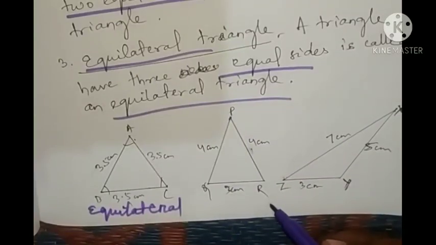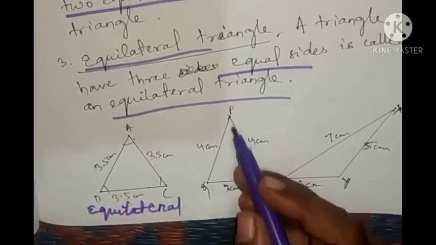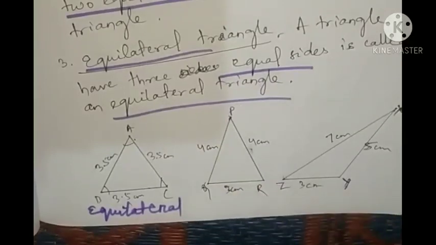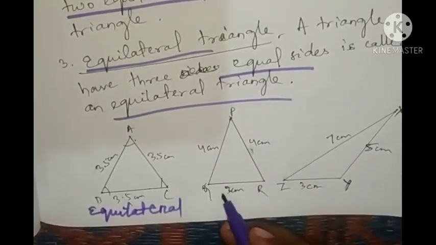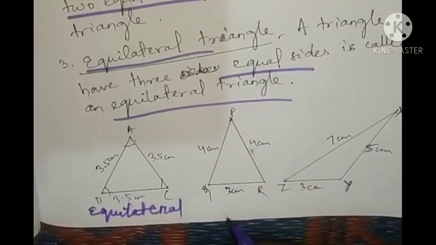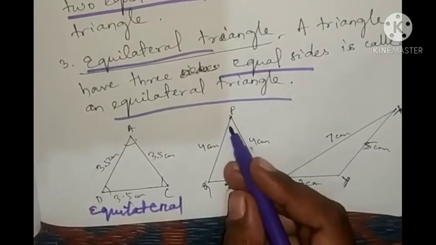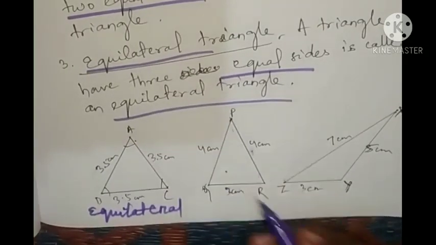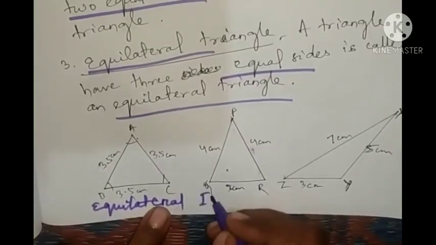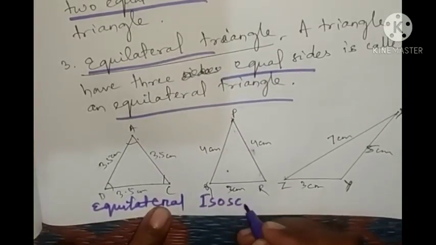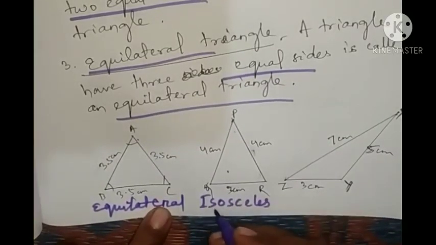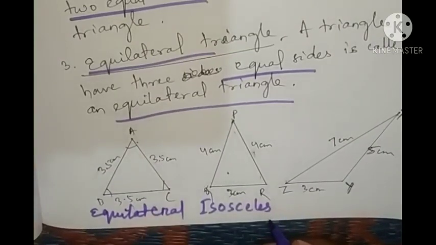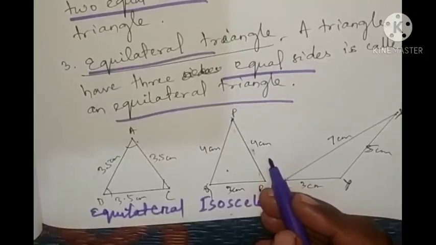Next, look at here, PQR. This triangle has PQ equal to PR, equal to 4 centimeter. Only two sides are equal, the other side is not equal. So a triangle having two equal sides is an isosceles triangle. So this one is isosceles.